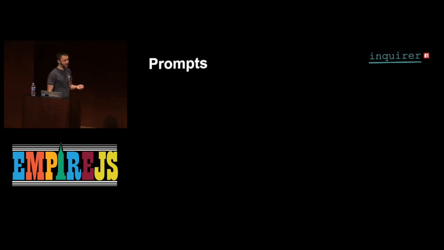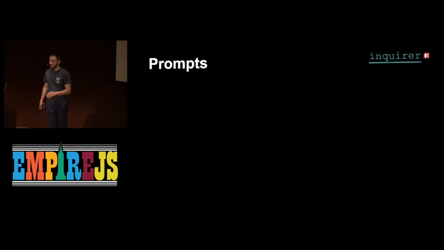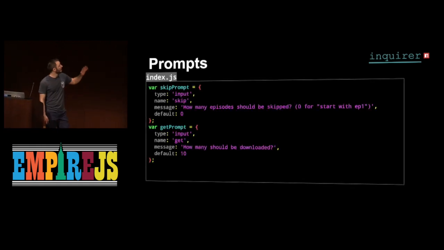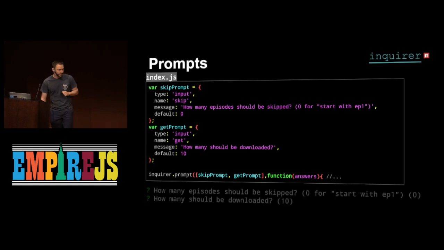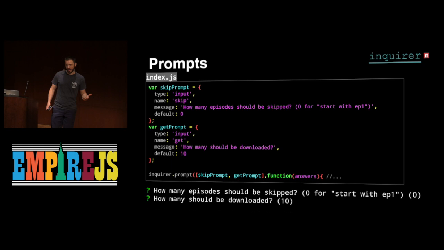Inquirer is a node library for the shell that allows you to prompt the user in various different ways using checkboxes, radio buttons, all kinds of neat inputs. We're just going to look at the prompt. Now, prompt objects have a type, a name, a message, and a default value. So we take all of these and we feed them as an array to inquire.prompt, and it will prompt the user with each of these, and when it gets all the answers back, it'll call its callback function with those answers. Now when we run our program, it gives us these nice little prompts with a little green question mark, and it has the default values in there.